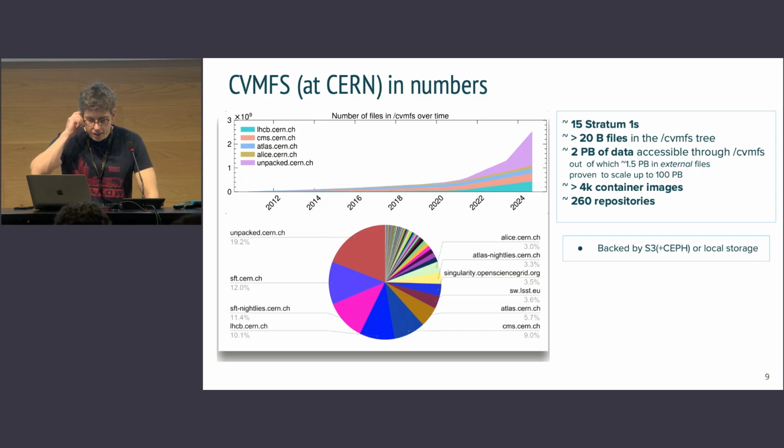You can see the largest ones here are the big LHC experiments. We have LHCb, Atlas, Alice, and CMS. These are very big ones. Unpack.cern.ch is the container unpacking repository. You can see that this is fairly popular, as it allows people to publish their container, which is then available everywhere on this computing grid.